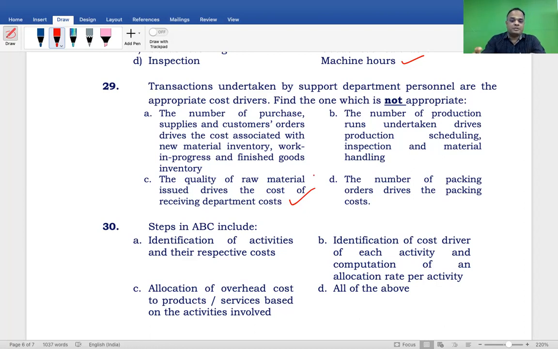Now, based on that, the question is there. Verify. Which steps are included in ABC steps? First one, identification of activity under the respective cost. So the respective cost is nothing but the cost pool. Second one, identification of cost driver of each activity and computation of allocation rate of activity. Nothing but cost driver and cost driver rate. They merged them. C, allocation of overhead cost to the product or services based on the activities involved. Yes, all of the above. So all the steps they merged together. Right? Therefore, all of the above is the correct answer.